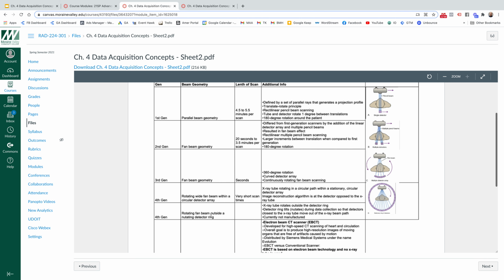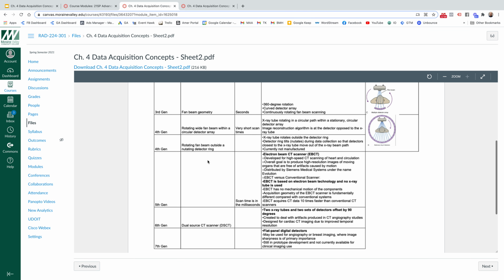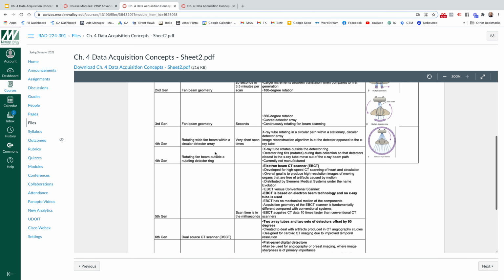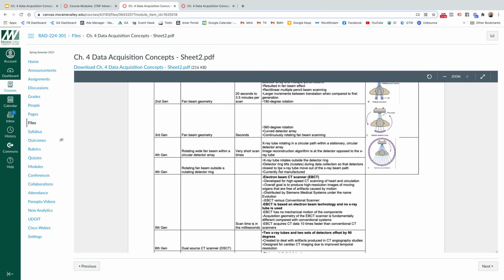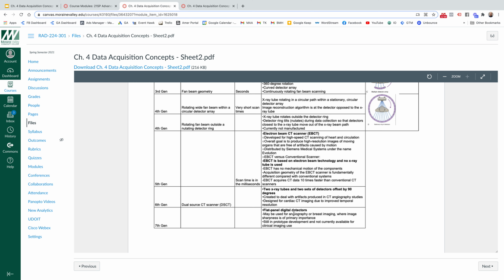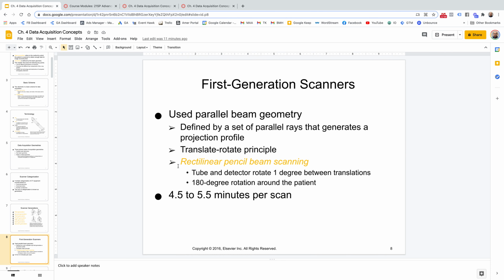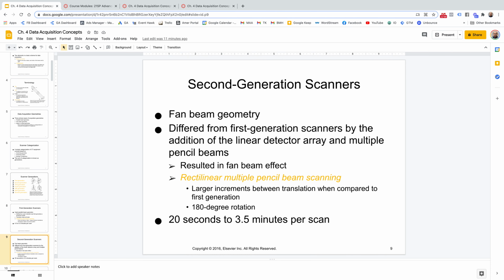Also fourth generation, they have a different one that you need to know. It's weird, so look at it in the book or in a PowerPoint, but it has a nutating detector ring. It's pretty weird, but we'll look at this one in the PowerPoint in a sec. Fifth generation is the electron beam CT scanner. It's not really used widely. And then sixth generation dual source, seventh generation flat panel, still in progress. So look through these, and this will give you a much better idea of the generations, and it'll be much easier than trying to understand it from here.